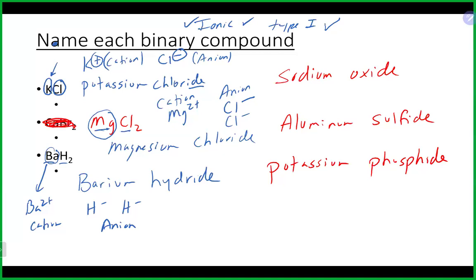All right, now we want to write formulas. So basically, we just do the opposite, right? We want to figure out what it is. Sodium is group number 1, which means it has what charge? +1, right? Oxide is oxygen, which is group number 6 on the periodic table, and has a -2.